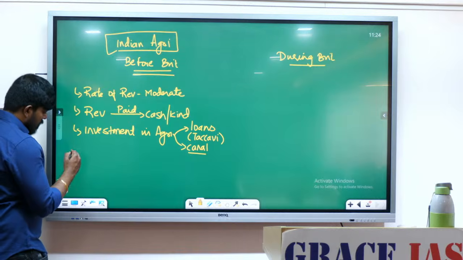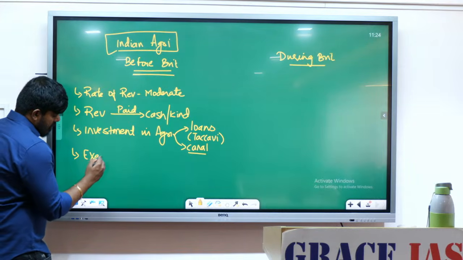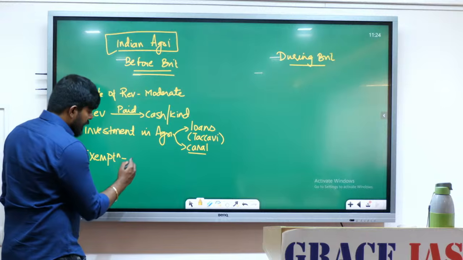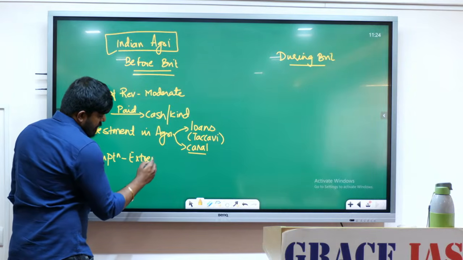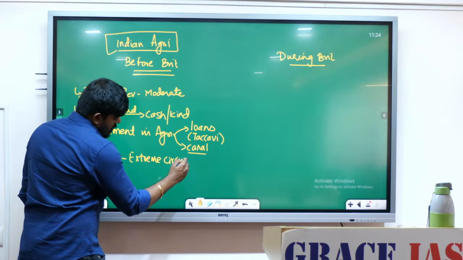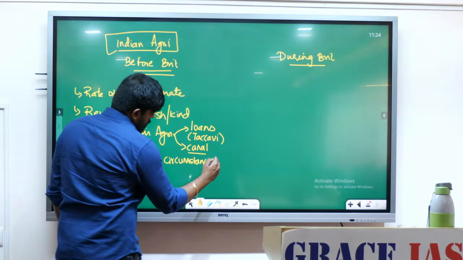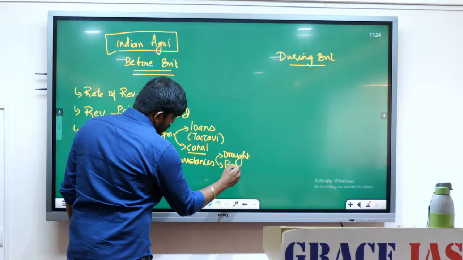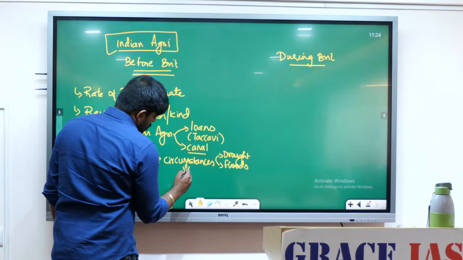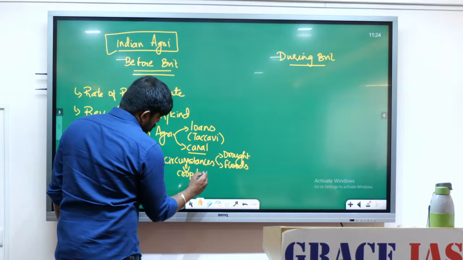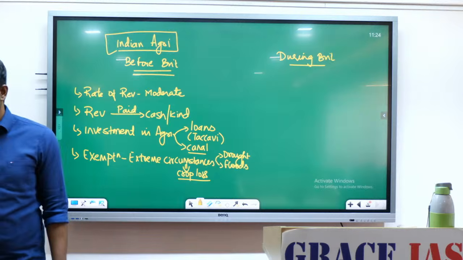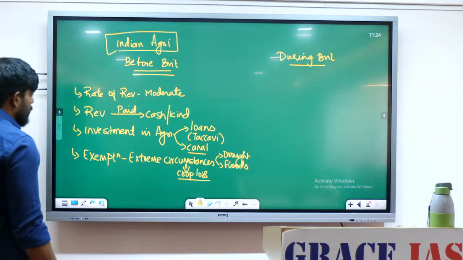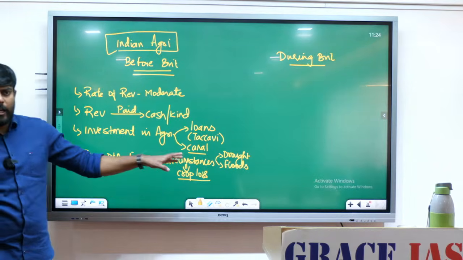And there used to be exemption from the payment of revenue during extreme circumstances like drought or flood, which can lead to crop loss. So this was broadly the situation of Indian agriculture.